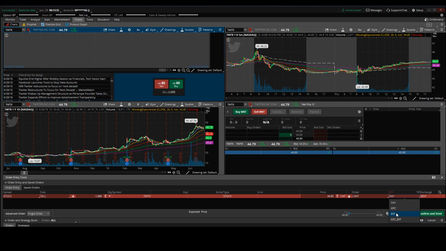This next one, EXT, that means extended trading hours. So when you hear people talking about the pre and post market, what this means right here, if you put in an order during the day, this is basically a day order, just like this up here, except that after market, the after hours, it will still be good for until the next trading session for the next day, and then it will cancel.